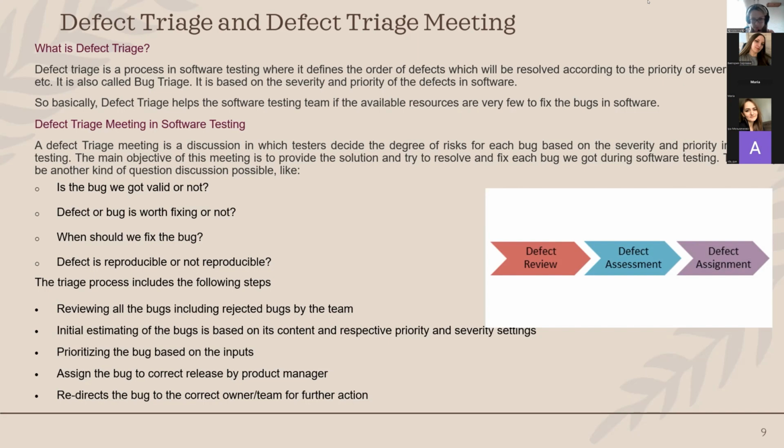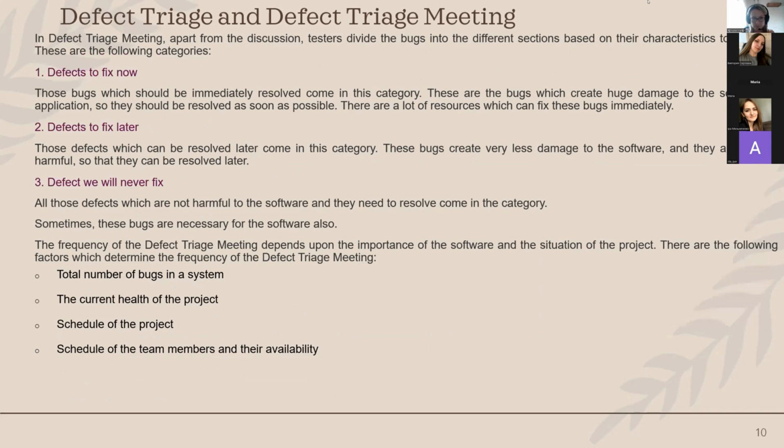Defects to fix now. Those bugs which should be immediately resolved come in this category. These are bugs which create huge damage to the software or application, so they should be resolved as soon as possible. There are a lot of resources which can fix these bugs immediately.